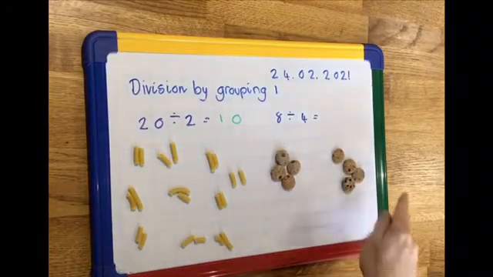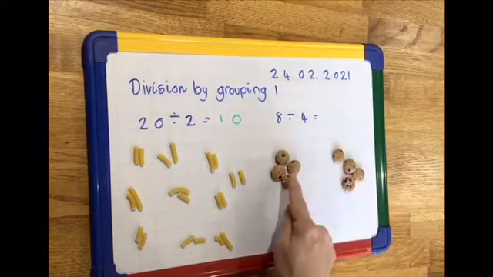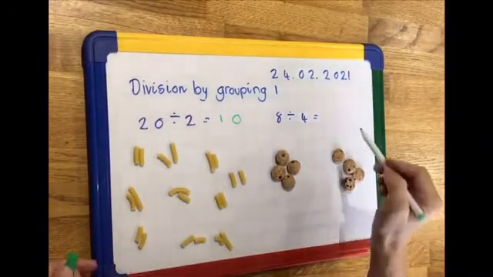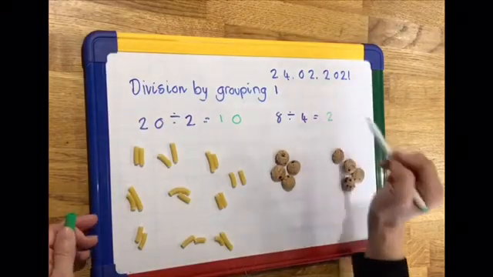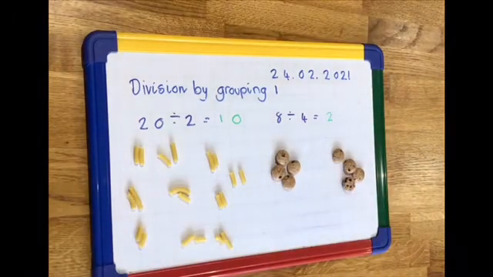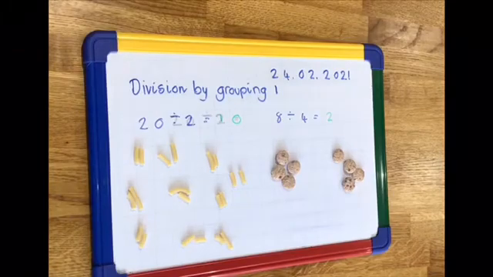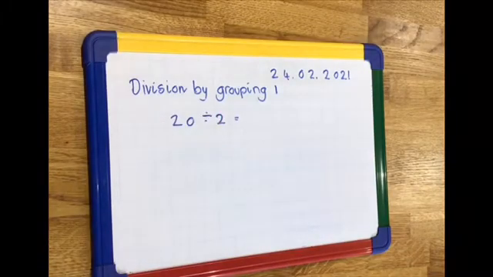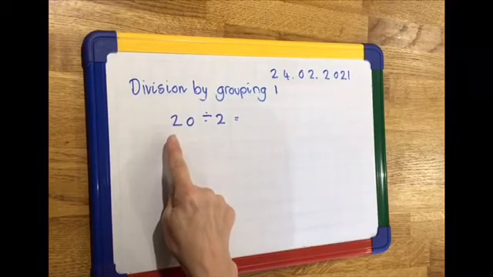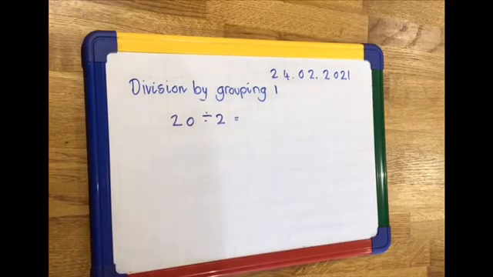Here are mine, children. I had 8 objects and I split them into groups of 4 and I have 2 groups. So 8 divided by 4 is 2. There are 2 4s in 8. Now I could have used my times tables to help me solve this. Do you remember I said that 20 divided by 2 is the same as saying how many 2s are there in 20? How many lots of 2 are there in 20?